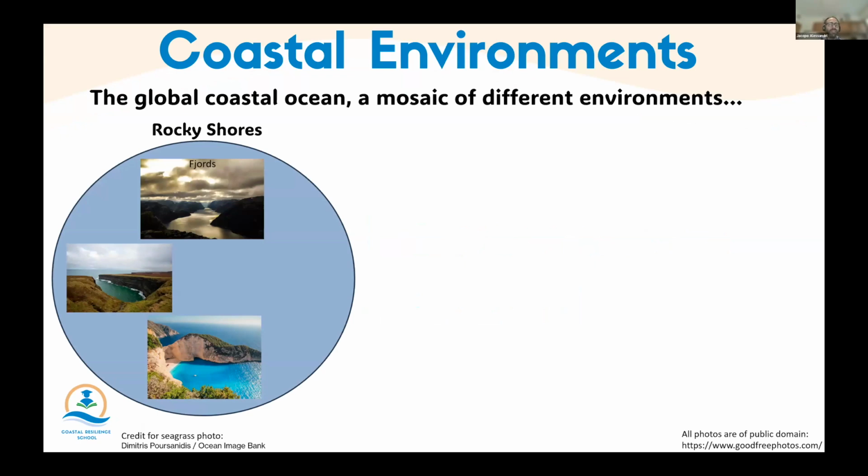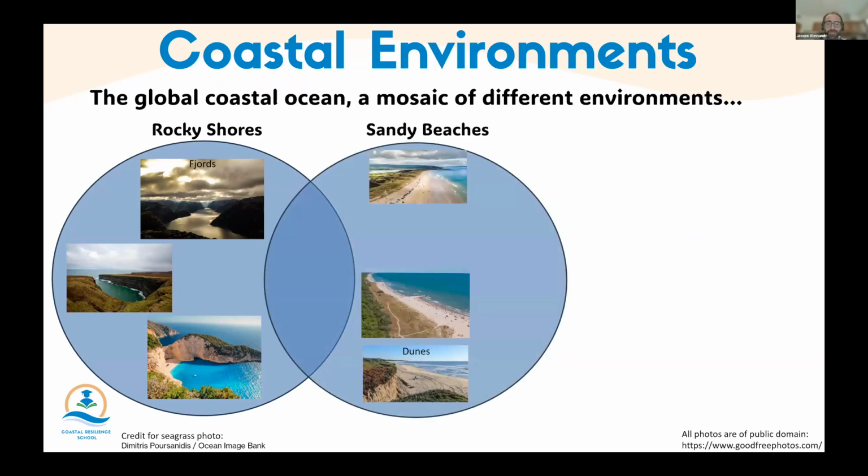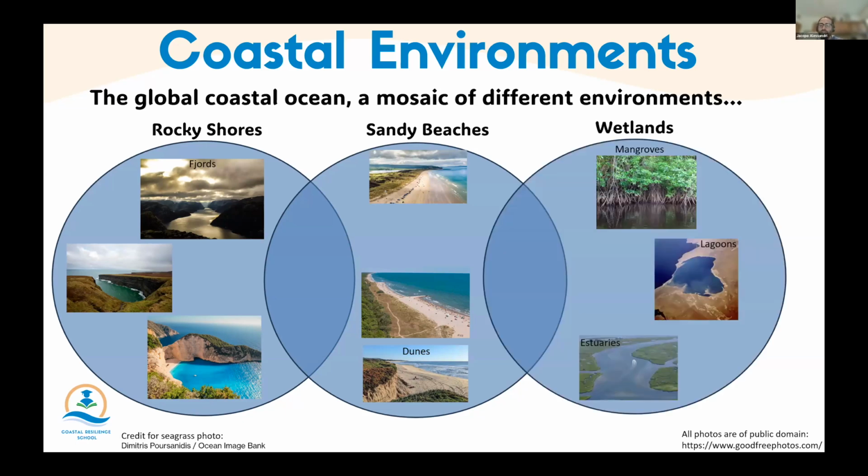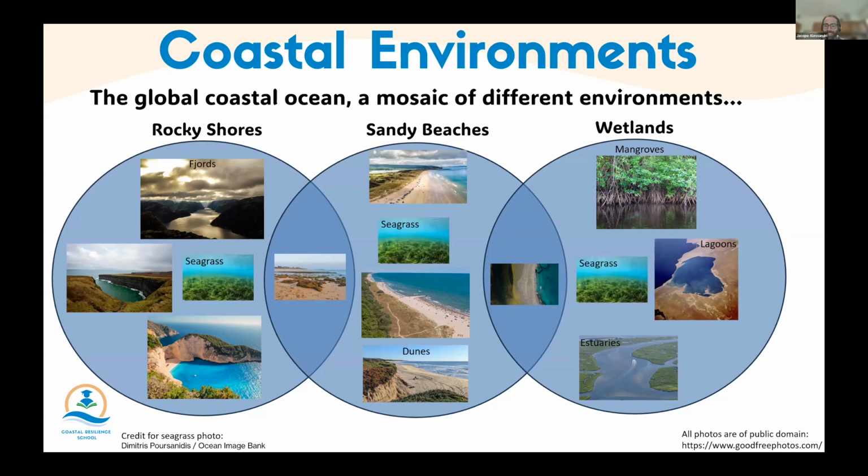So we have rocky shores with fjords and high cliffs, going very deep, usually very fast. Then we have sandy beaches with dunes and usually flat coastal areas, and wetlands with mangroves, lagoons, and estuaries, usually called transitional environments. And all these environments are strictly interconnected, because we can also have sandy beaches in wetlands and rocky areas in sandy beaches. And we can also find seagrass in all these kinds of environments.